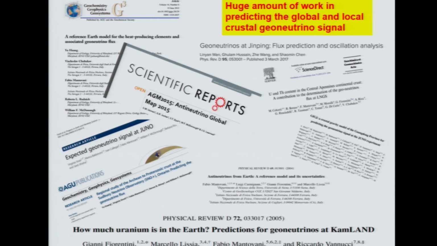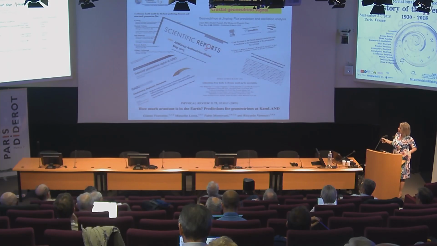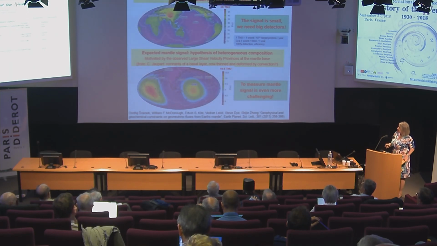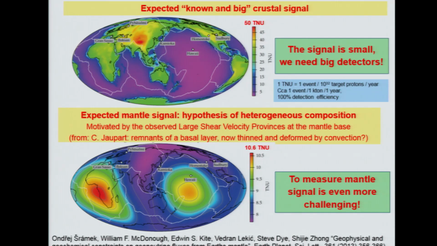A huge amount of work has been done in predicting the global signal, so for the whole crust, or the local signal for different experimental sites. It's really an enormous amount of work which has been performed. This is an example of the global map produced by these authors. And we can see that the total signal is expressed in the so-called TNU, which means terrestrial neutrino units.